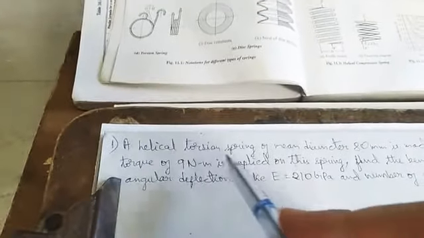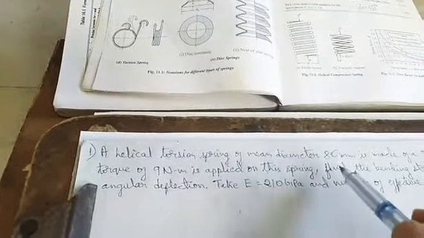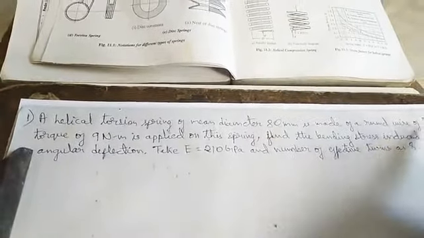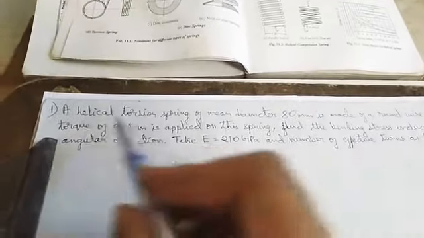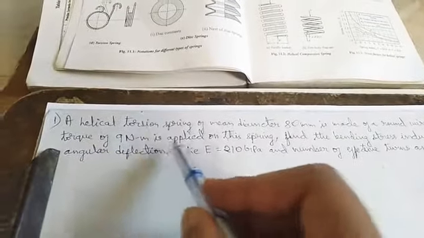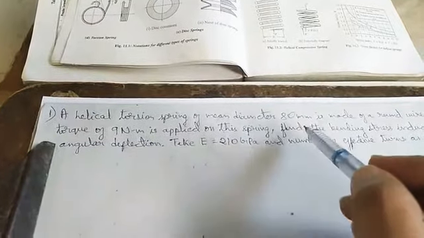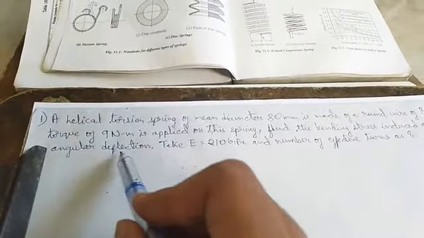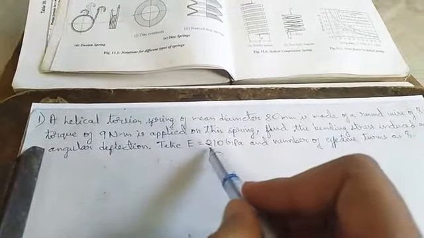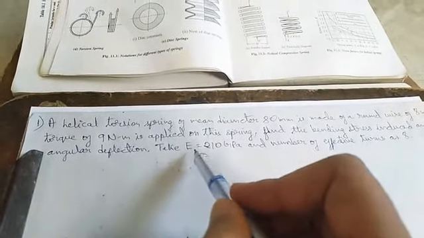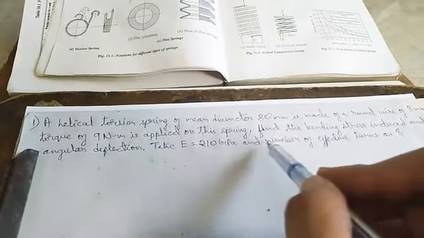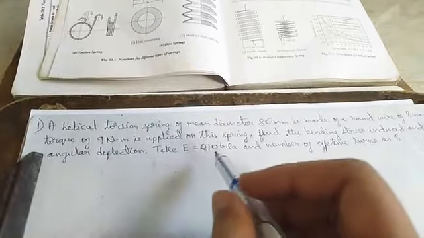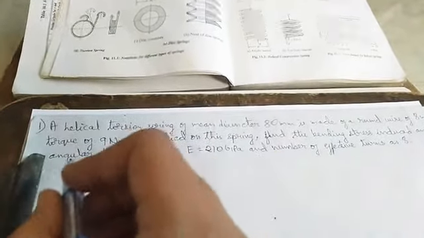A helical torsion spring of mean diameter 80 mm is made of a round wire of 8 mm. If a torque of 9 Newton meter is applied on this spring, find the bending stress induced and the angular deflection. Take E equal to 210 GPa, Young's modulus, and the number of effective turns as 8. So this is the problem they have given. We shall solve the problem now.